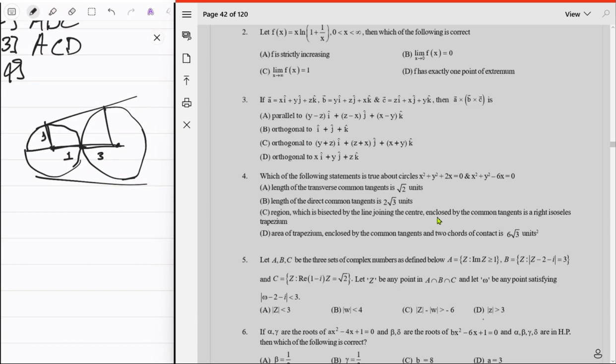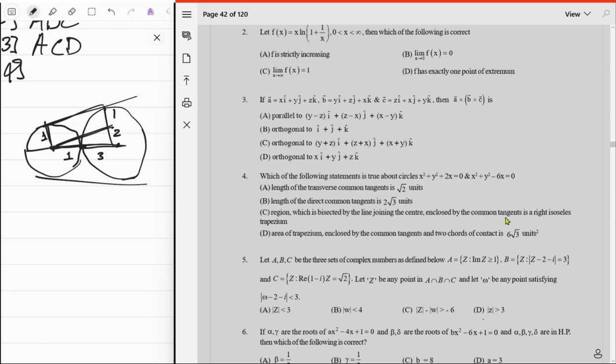But okay, this is 1, this thing is 3. You take this as 2, in that case this is 1. This whole thing is a 4, so square root of that. Okay, cool. That means 2 square root of 3. Wait, no, 6 minus 4. Yeah, that's the thing, 2 square root of 3. So what is the length of the direct common tangent? 2 square root of 3. So B is correct.